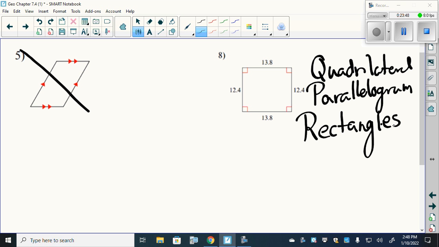It has 4 sides, so it's a quadrilateral. It is a parallelogram because the opposite sides are congruent, which means that they are parallel. We also have that the opposite angles are congruent, which means it's a parallelogram. Any figure with 4 sides is automatically a quadrilateral. Any questions on this here?